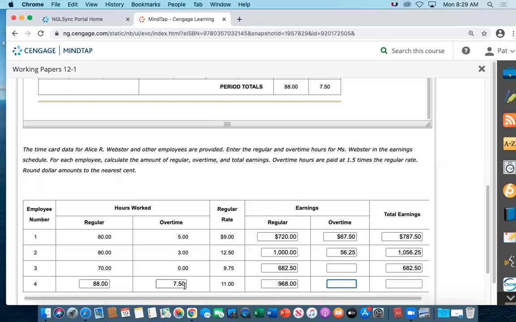And then we take 7. No, let's take that $11 first. Sorry, 11 times 1.5. To get overtime hours, we got to take this 11 times 1.5. We get 16.50. We take the 16.50 times the overtime hours of 7.5, and you get 123.75. And you add those two up, and you get 1,091.75.